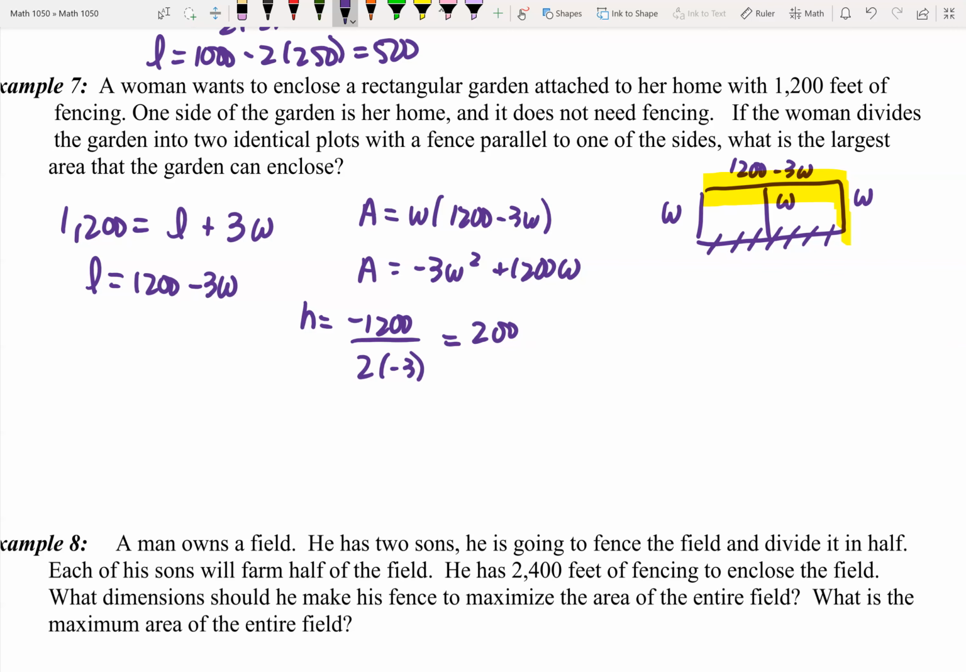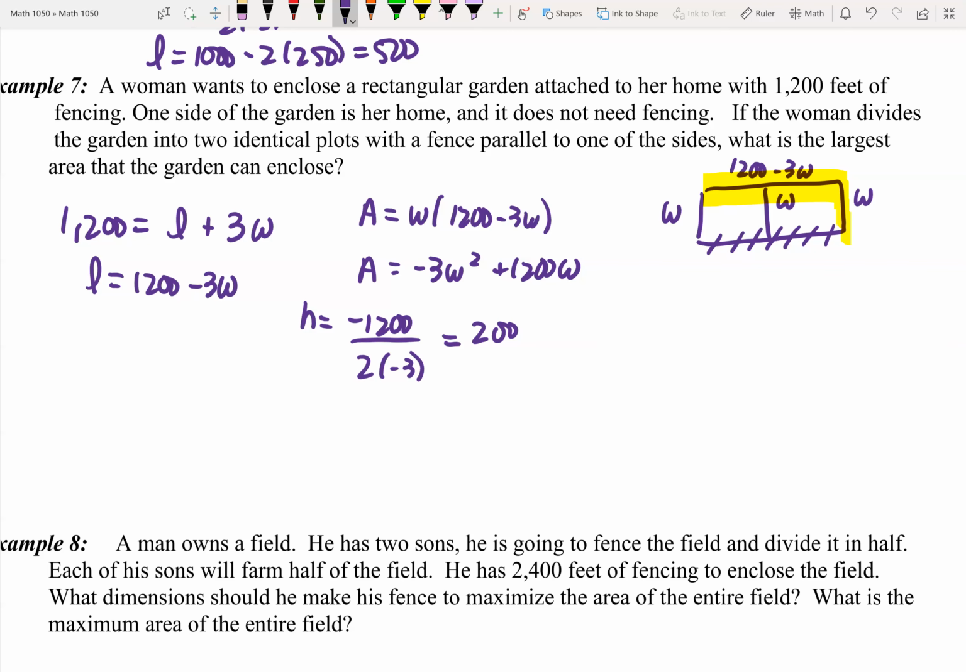Everybody in the room, tell me what that stands for. The width. Read the question. If the woman divides the garden into 2 identical plots, what is the largest area? Does she want the dimensions this time? No, she does not. It didn't say what are the dimensions. It said what is the largest area. You have 2 options. One option is to find the length and then multiply the length and the width together. I don't know if I would necessarily do that. What's the other option? Plug it in.